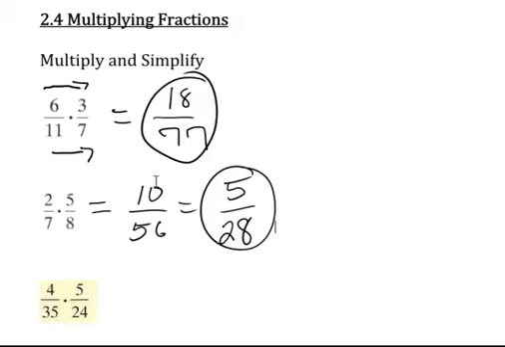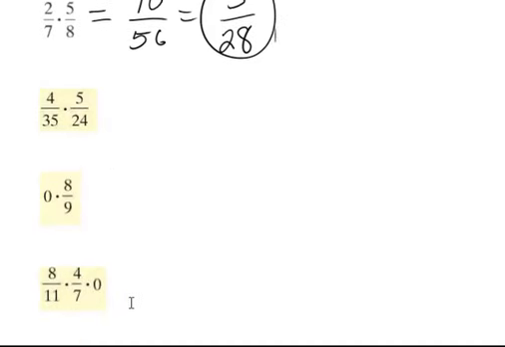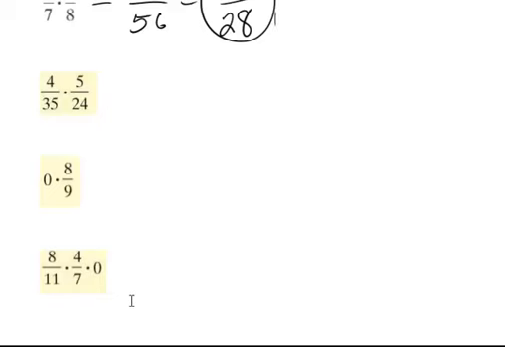Now the next problem, I'm still going to multiply and simplify, but I'm going to do this one slightly different. Instead of waiting till the end to reduce, I'm going to go ahead and reduce at the beginning. The way that we reduce at the beginning is we're going to look at the numbers on the top, and we're going to see if any of those numbers on the top part of my fractions will reduce with any of the numbers on the bottom part of my fractions.